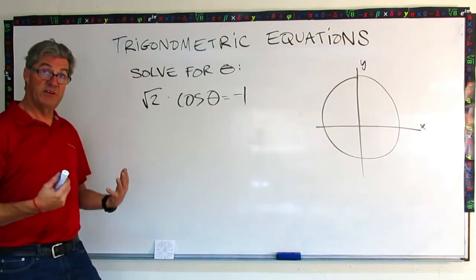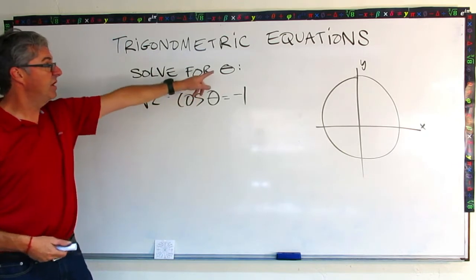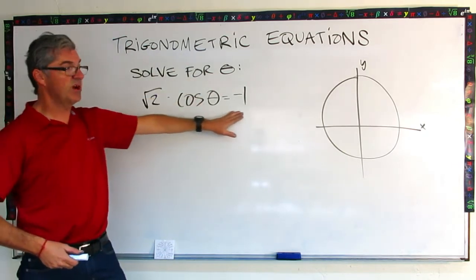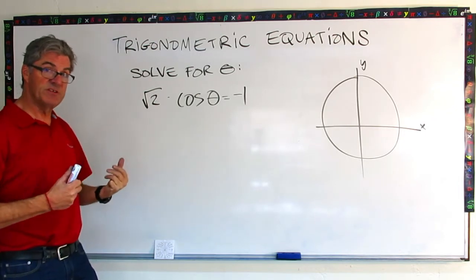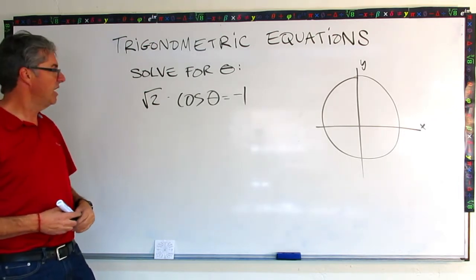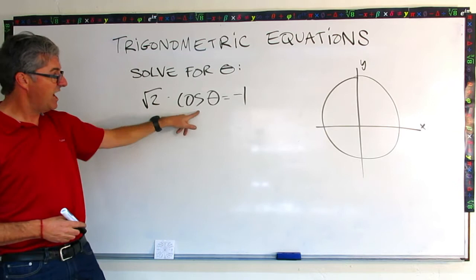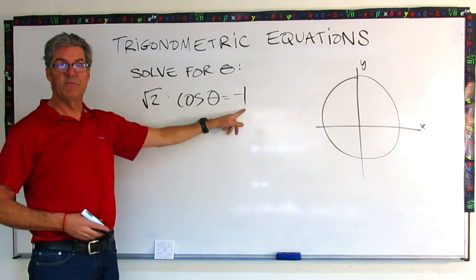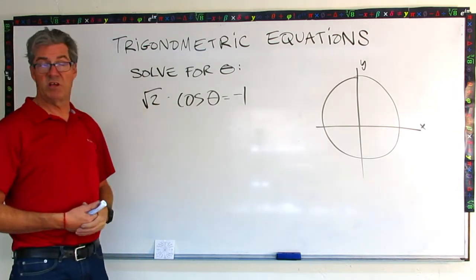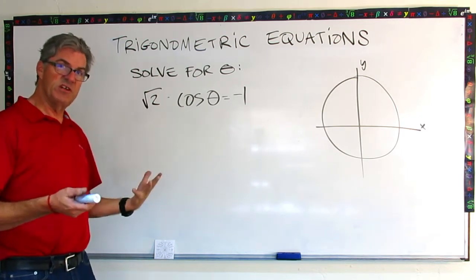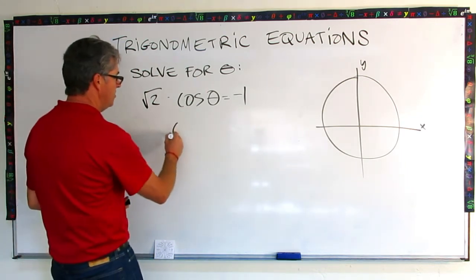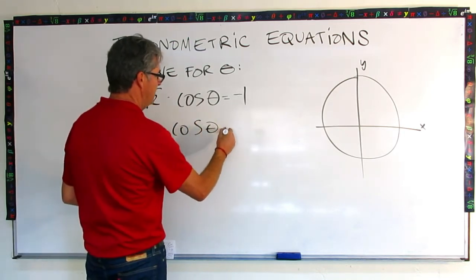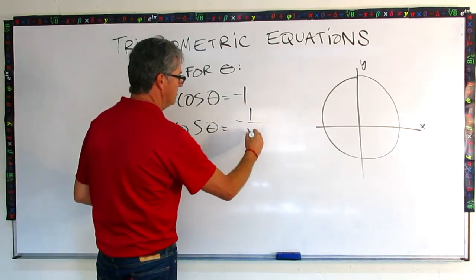Okay, let's try a different problem. Now we're going to solve for theta, and now we have this expression, a little more complicated. You're going to have to do a little bit of algebra to it to get it to a point where you know what's going on. Because right now we have root 2 times cosine theta equals -1, and so we don't know yet what cosine theta is. Fortunately, I can just divide both sides by root 2 and get cosine theta equals -1 over root 2.